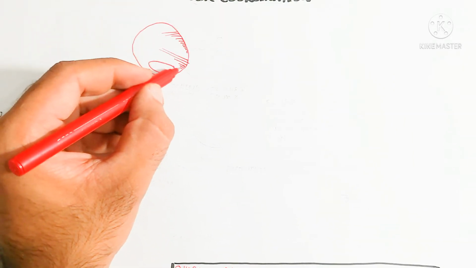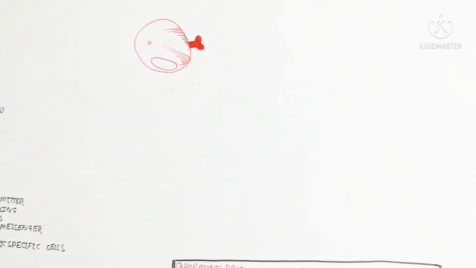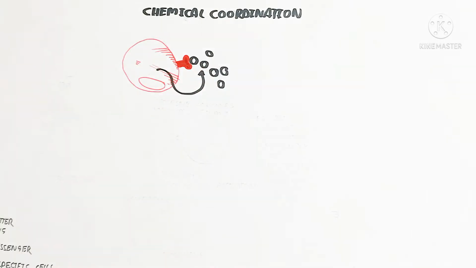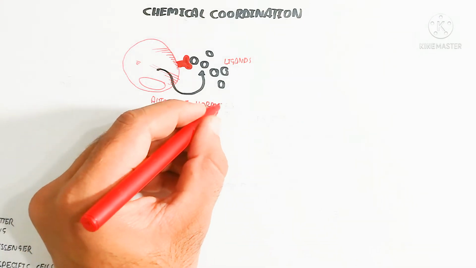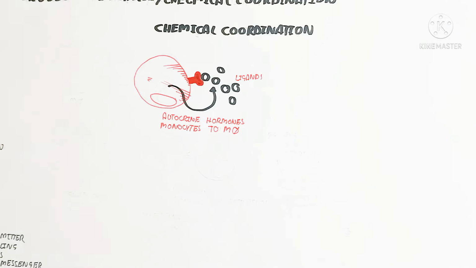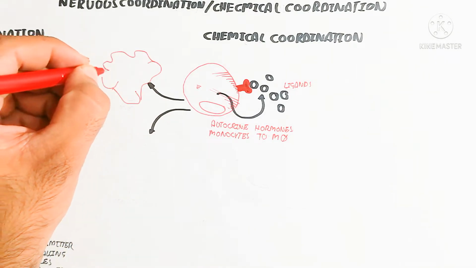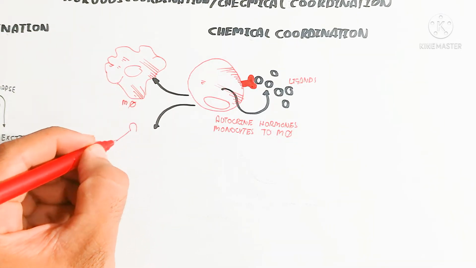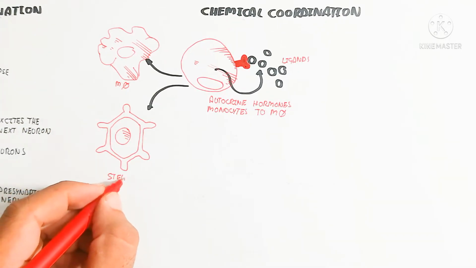So let's begin with the types of chemical coordination. First is the autocrine hormones. Autocrine means the cell signals itself, binding as a ligand to the receptor of the plasma membrane, which gives proliferation and differentiation of different cells. For example, the monocyte converts into the macrophage or stellate cell in the liver, or the hepatocyte in the liver, basically in the sinusoid.